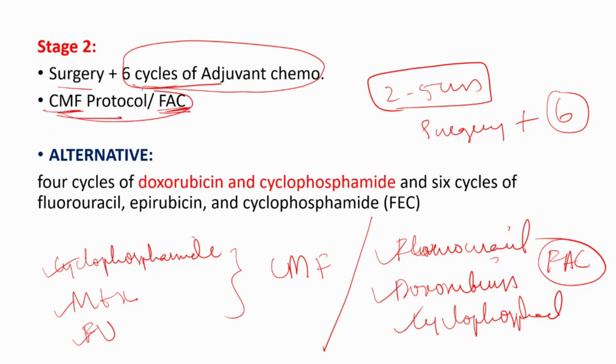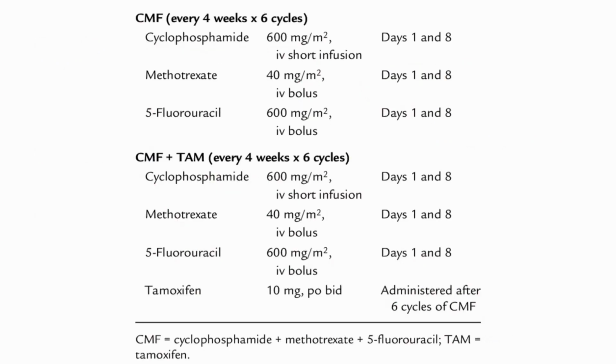And if this strategy is not effective, we have alternatives. 4 cycles of doxorubicin and cyclophosphamide can be given, and 6 cycles of fluorouracil, epirubicin, and cyclophosphamide can be used. This is the alternative strategy for stage 2 after surgery. Okay, so for stage 2, you can see 6 cycles of adjuvant chemotherapy.